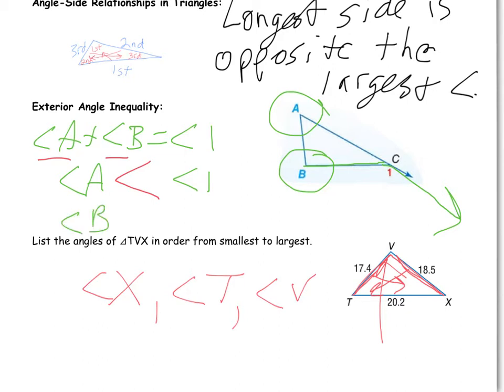Likewise for angle B and angle 1, same situation. Angle B has got to be less than angle 1. And that's what this exterior angle inequality says. It says that the exterior angle is greater than the two remote interior angles. So we'll look at an example of that on the next page.